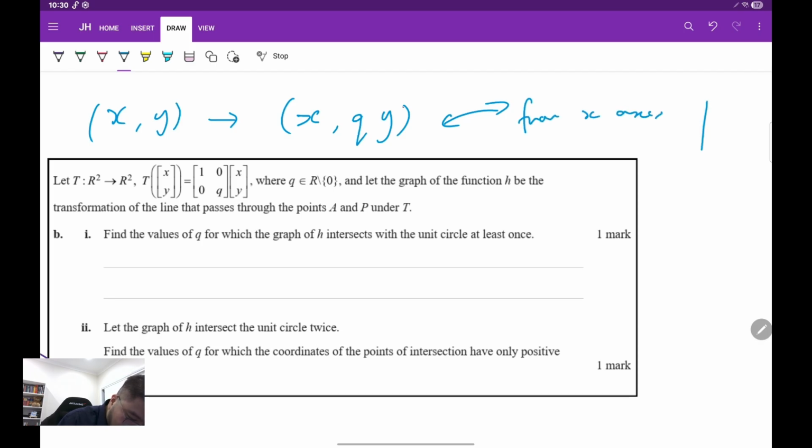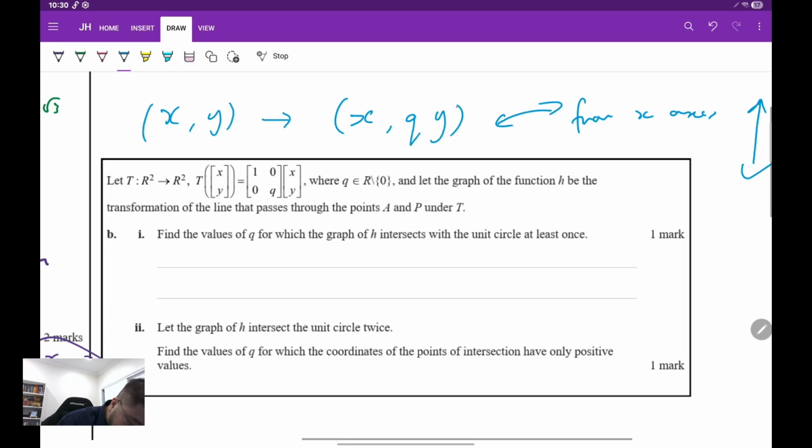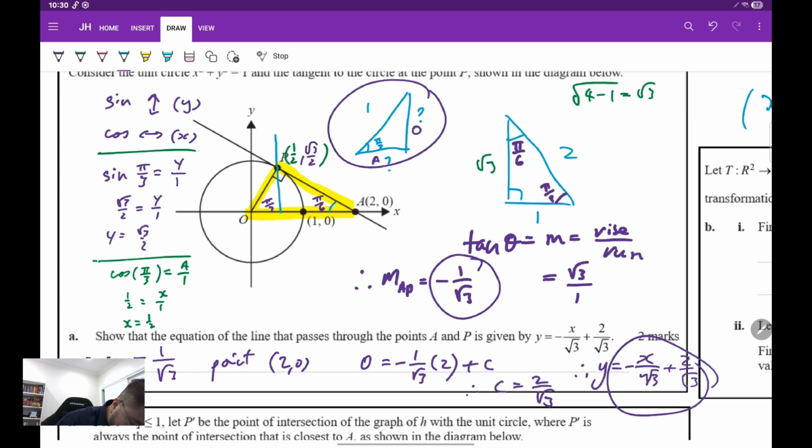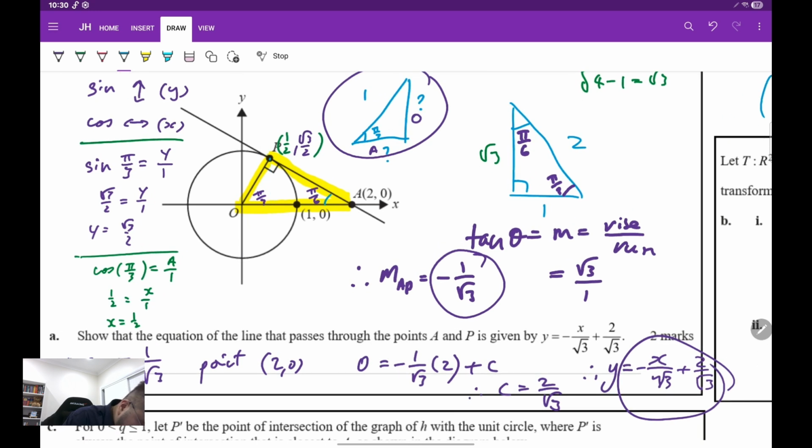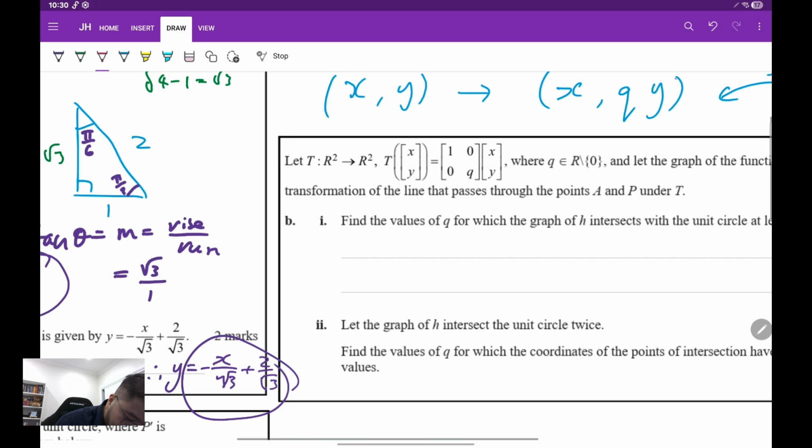So whether or not we have a high value or low value will determine how high or how low that y coordinate now becomes. Now it's saying find the values for q. So how does this actually apply in this situation? Well, in this situation here, if we had a q value of 1, the graph will not change. Okay, that tangent line will remain the same.